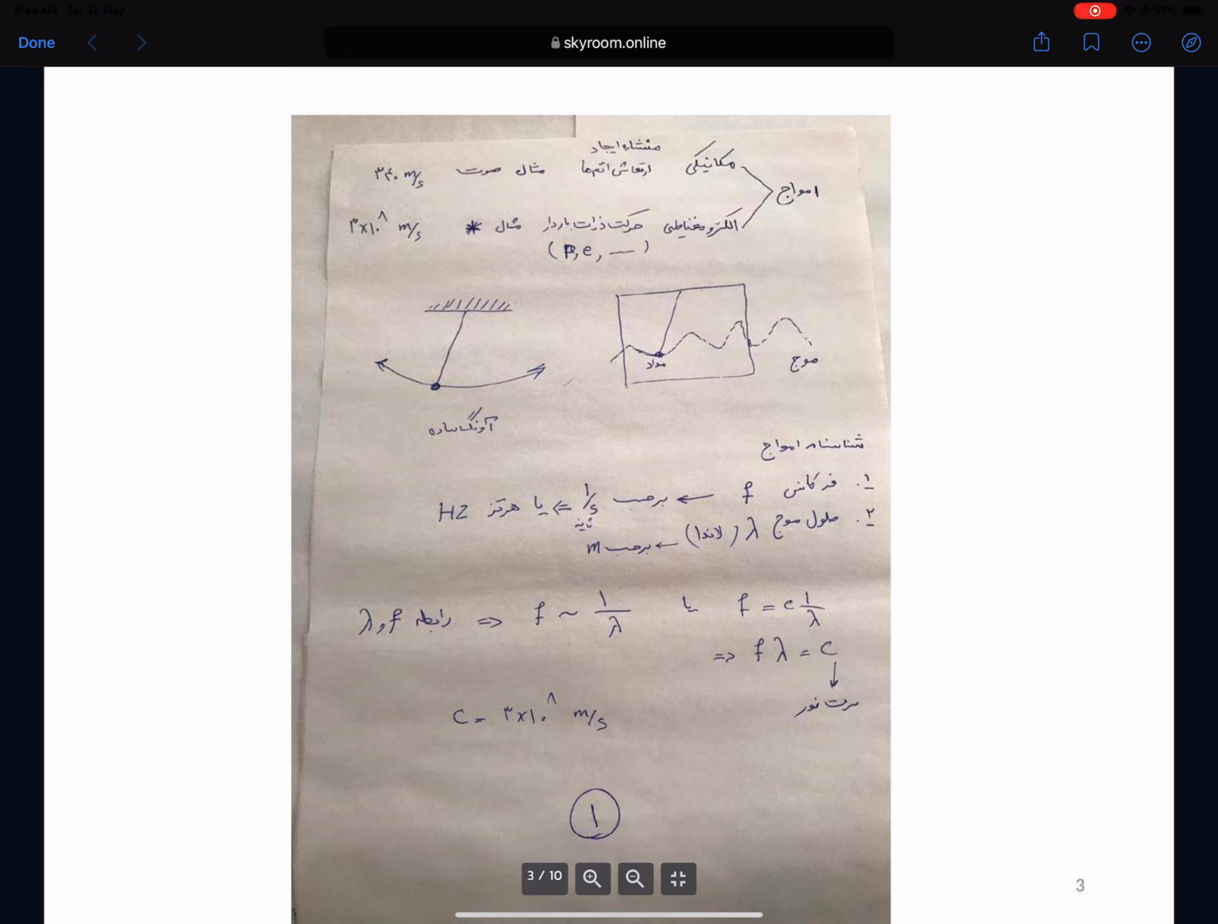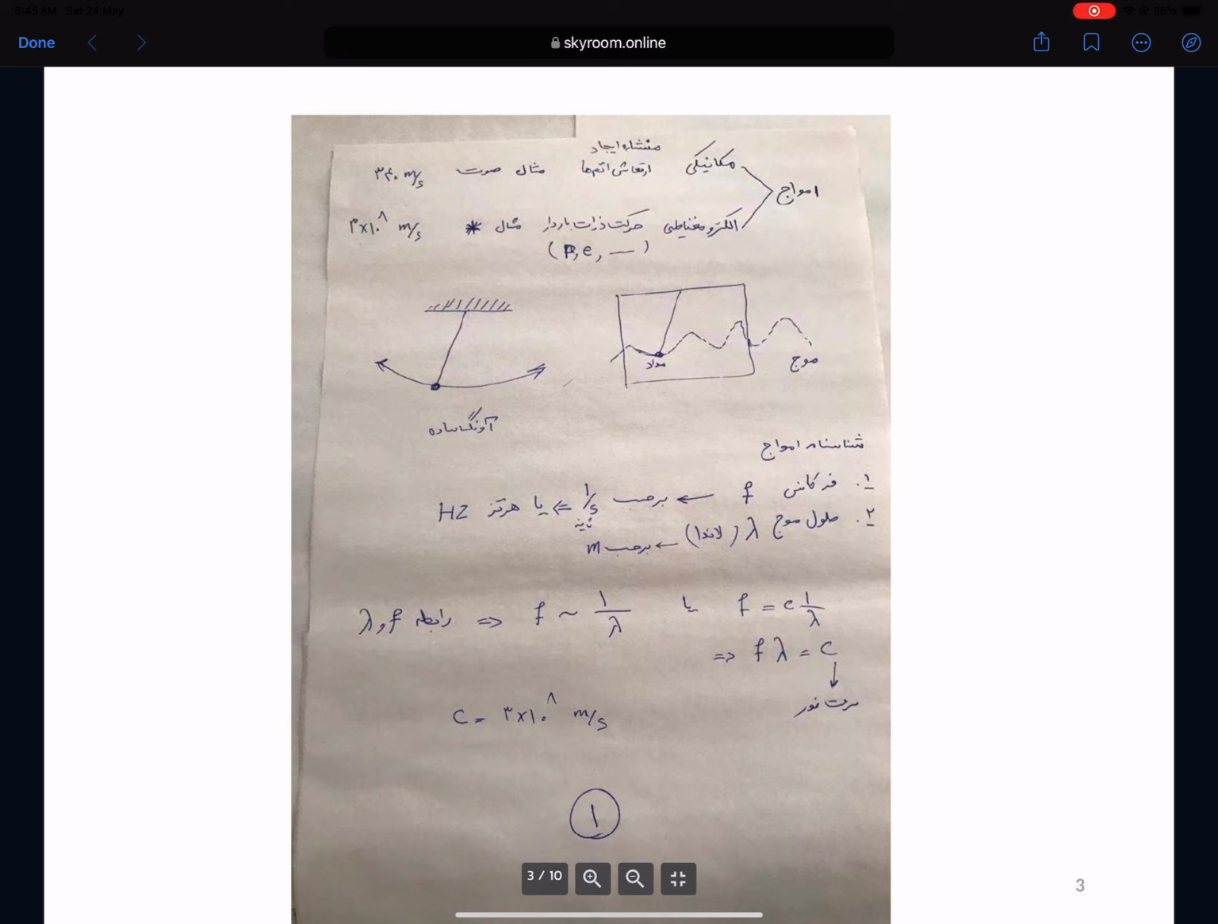So the origin for mechanical waves is vibration of atoms. So please listen to me. Vibration of atoms can create mechanical waves. It means that if you try to move the atoms like a spring and then vibrate the atom, this atom can vibrate their neighbors, and we have mechanical waves. So the origin for mechanical waves is vibration of atoms.